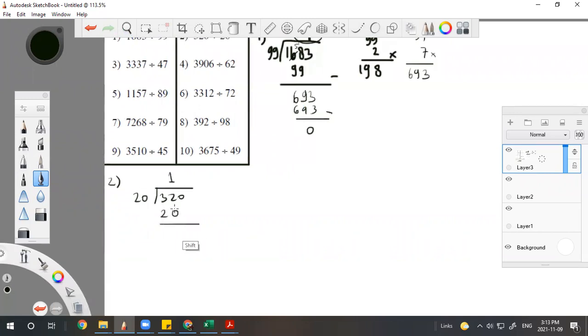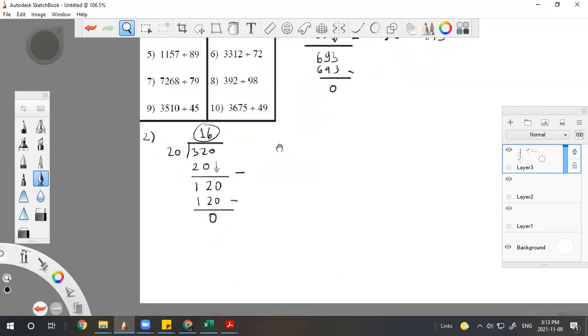So 20, and subtract. 2 minus 0 is 2. 3 minus 2 is 1. And then put the extra number here. I forgot to put it here. Put the extra number 0. So 20 times something equals 120. So 120 subtract 0. So the answer will be 16.